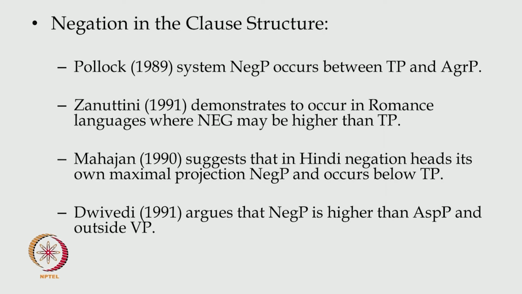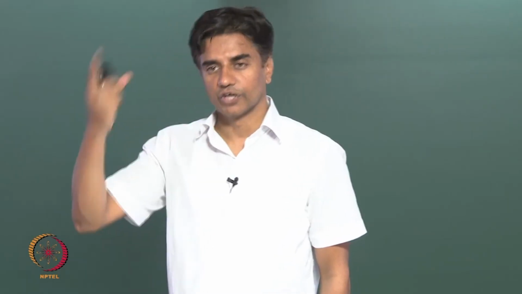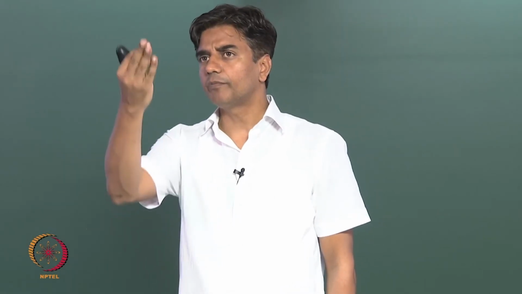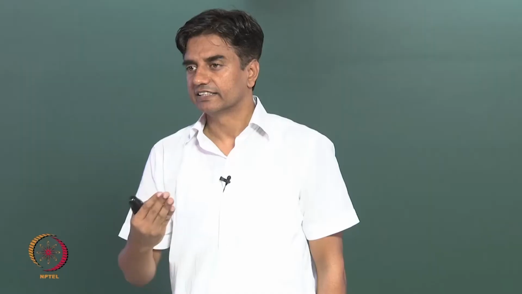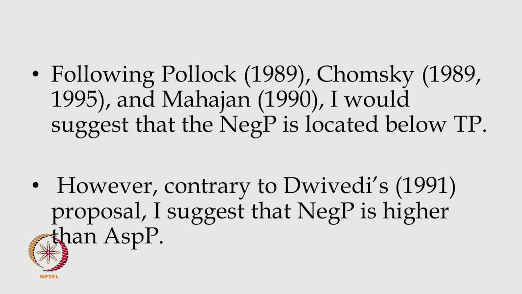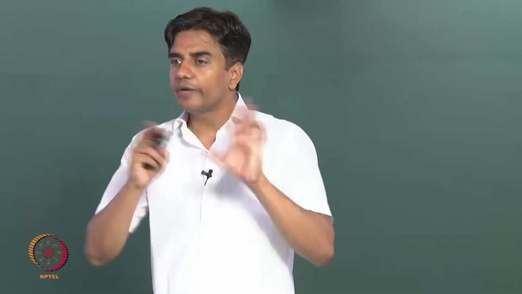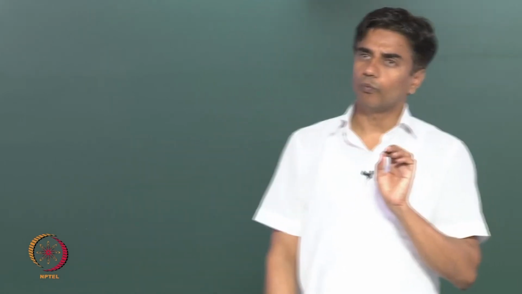I have already discussed this part with you. Where do negative items occur in the clause structure, right? There are different people like Pollock, Zanuttini, Mahajan, Dwivedi. Many people have studied these things, and people have had different positions about the presence of negative items in the clause structure. What sounds very convincing is a combination of all that, not any in particular. So, this is the point that I want to make to you.